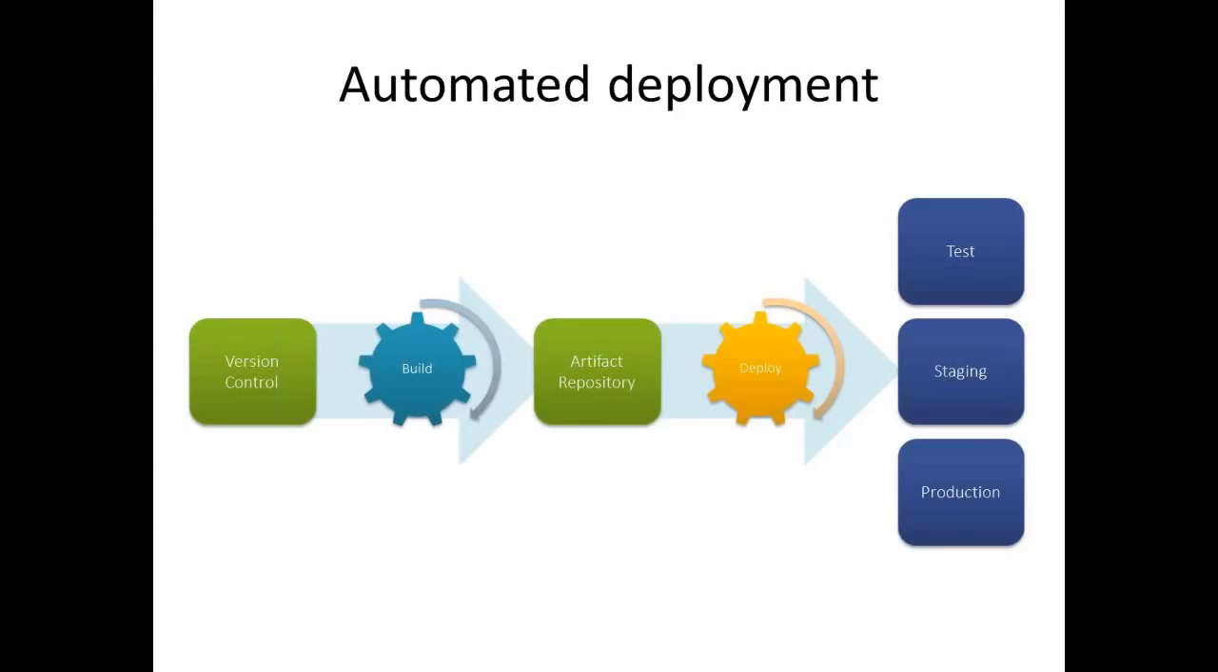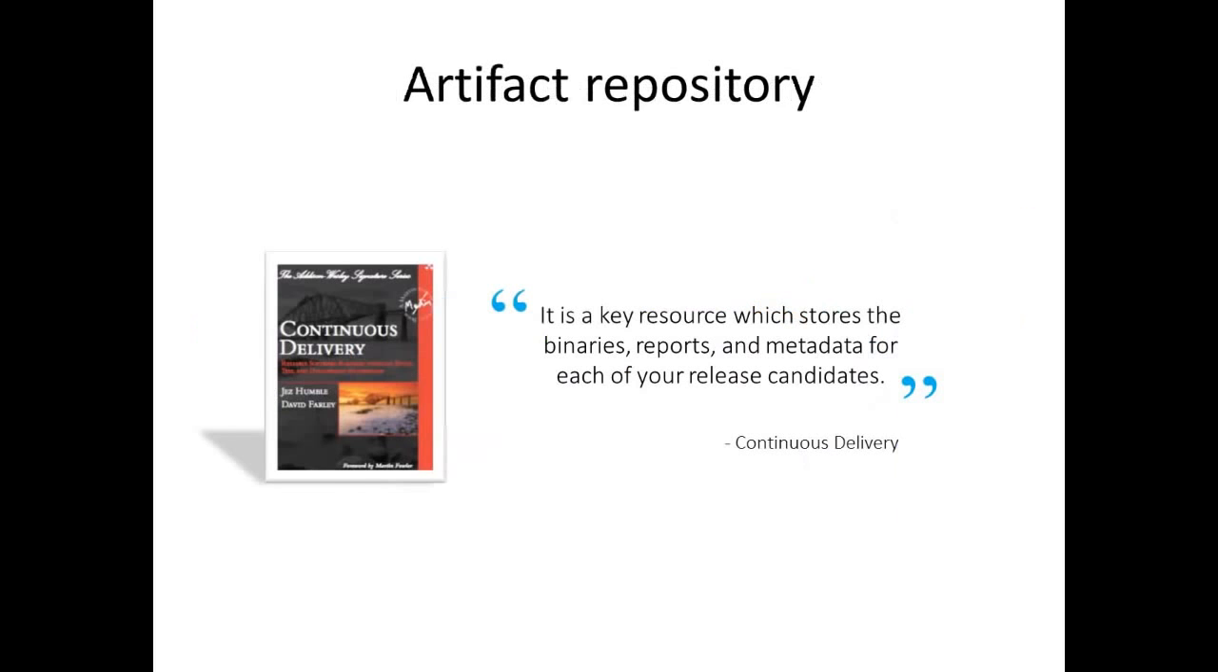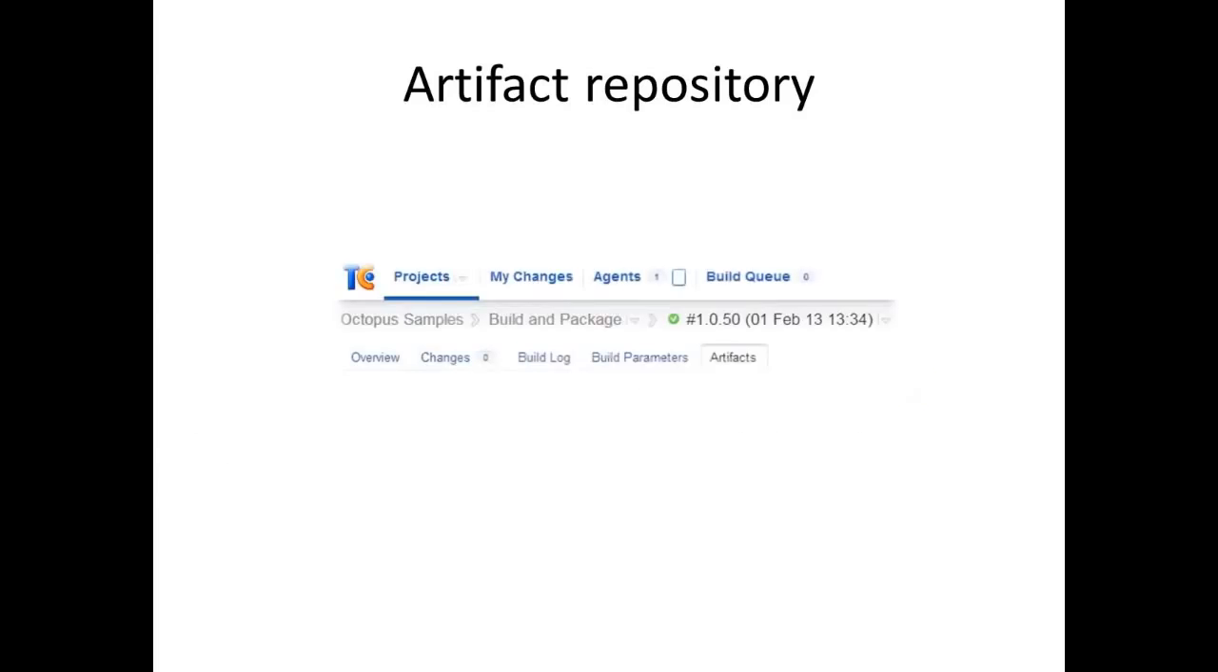Now that item in the middle, the artifact repository, that's a term that comes from a book, Continuous Delivery. In ITIL, it's referred to as a definitive software library or media library. And there's a lot of different examples. So it might be a file share, it might be a third-party product like Nexus or Artifactory, or it could even be TeamCity. So if you've done builds in TeamCity, you might have noticed that there's an artifacts tab where TeamCity can take things that you've produced during a build and make them available for use later.